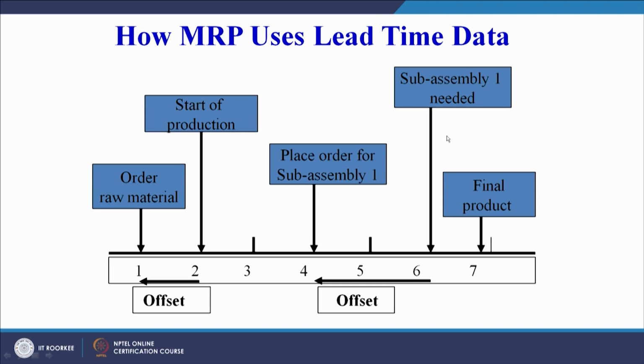So we will make use of both the manufacturing lead time as well as the ordering lead time, and we offset from the final delivery schedule. So we have the final product required on this day, so we will calculate the offset: what must happen in order to ensure the final delivery of the product.